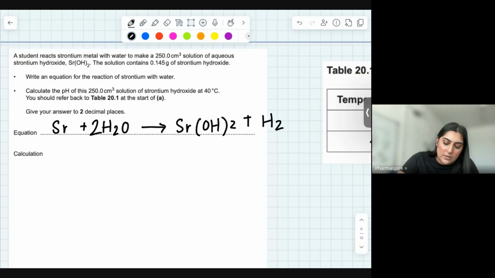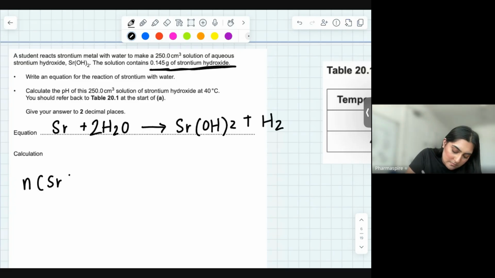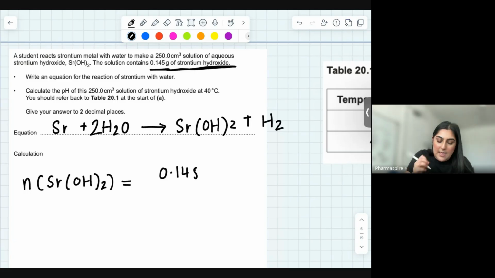Right, so let's have a look at what we've got in the question. We've got a volume and we've also got a mass. Technically also have an Mr. So I'd go straight in and work out my moles for strontium hydroxide. Which is 0.145. The Mr, oh, I need to work out from the periodic table.